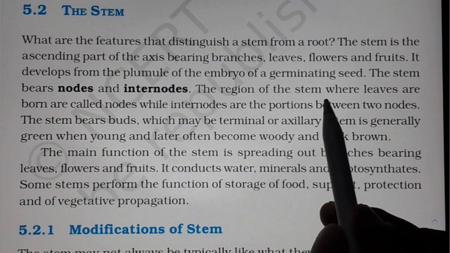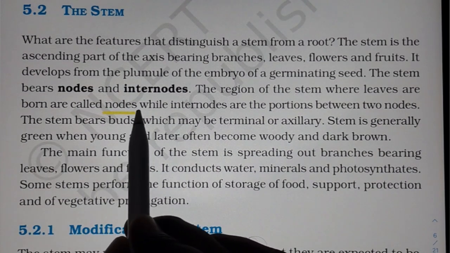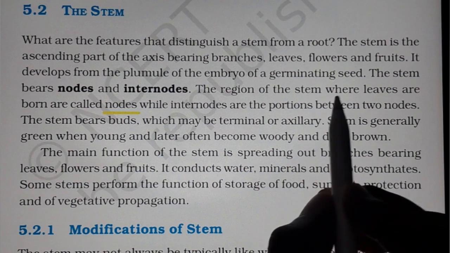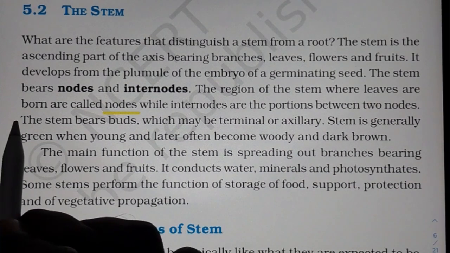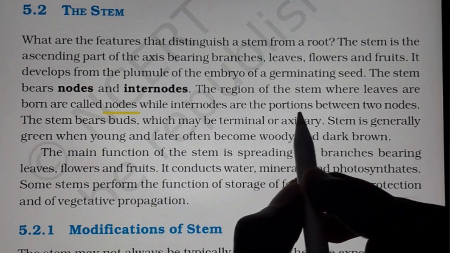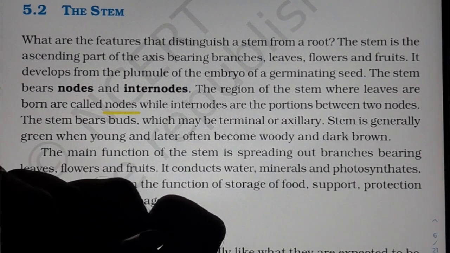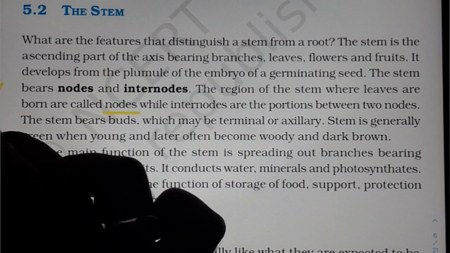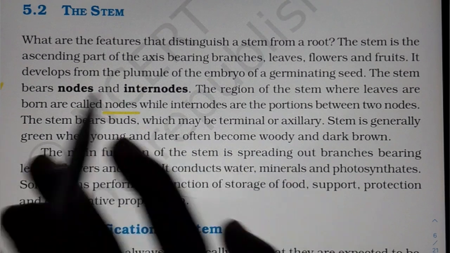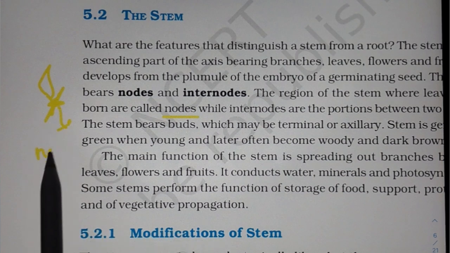The region of the stem where the leaves are borne is called a node. Nodes are the named regions of the stem where leaves arise, while internodes are the portions between two nodes. Suppose there was a leaf here; this portion would be known as a node.